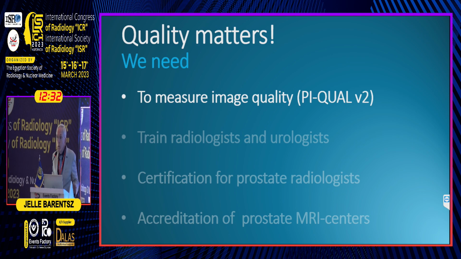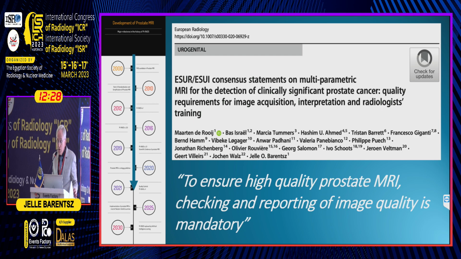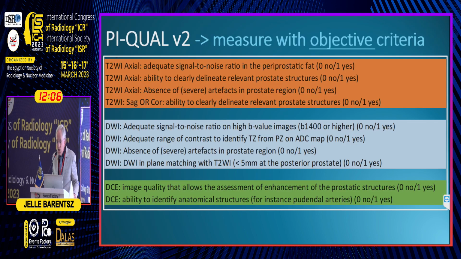So how do we measure image quality in an objective way? For this, we have written a paper, a consensus of European Urology and Radiology worlds, and the statement was: to ensure high quality prostate MRI, checking and reporting of image quality is mandatory. So you should mention this in your report. How good or how bad is it? Now how do we do that? PI-QUAL version 2 is an objective way of looking at images. It will come out very soon.